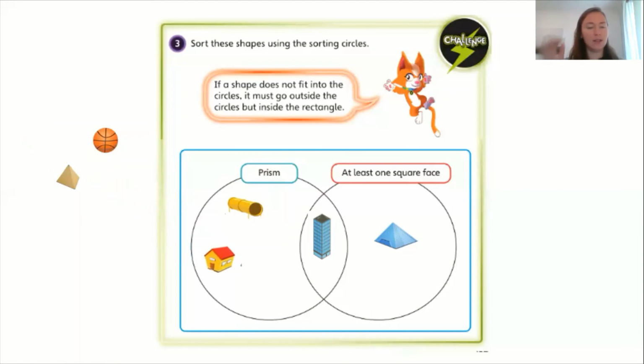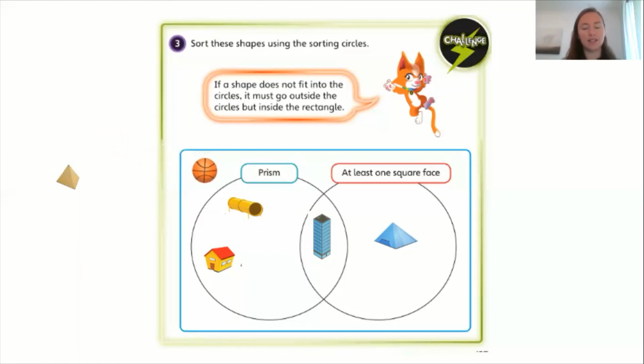The house as well is a prism. However, it does not have at least one square face. I can see that this side of the shape is a lot shorter than this side here, which means that face at the bottom must be a rectangle. This is a pentagonal prism because it has a pentagon-shaped face at either end. So 1, 2, 3, 4, 5 edges on that front face. So it's a pentagonal prism.